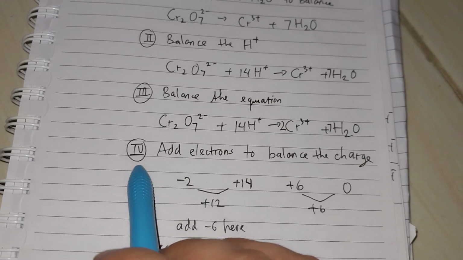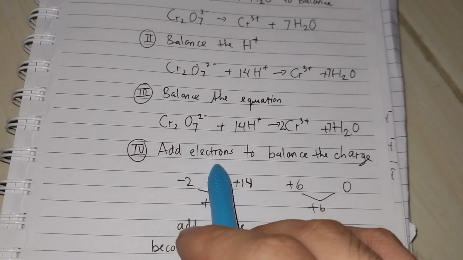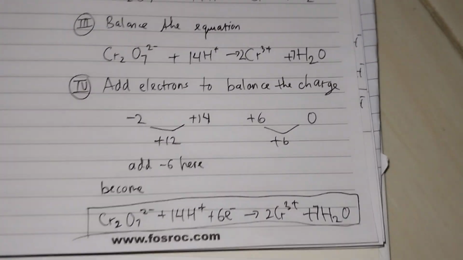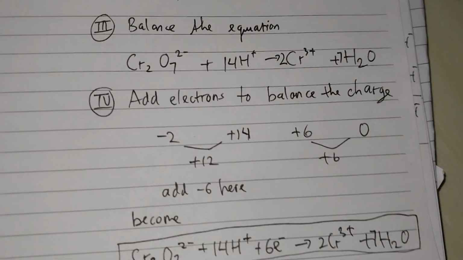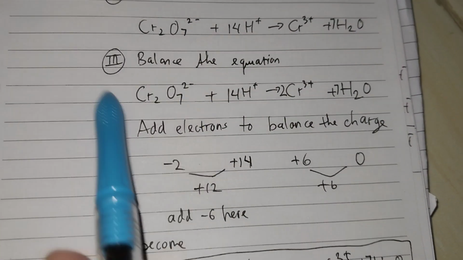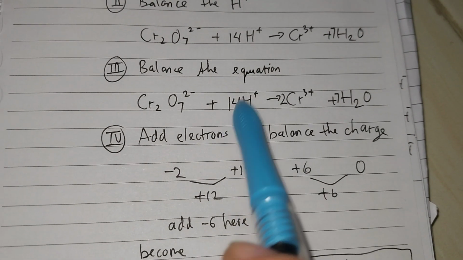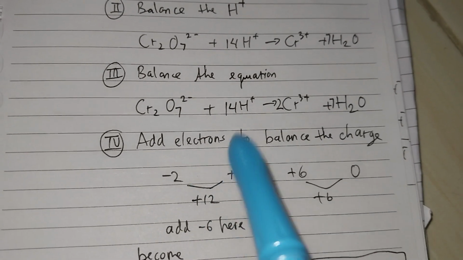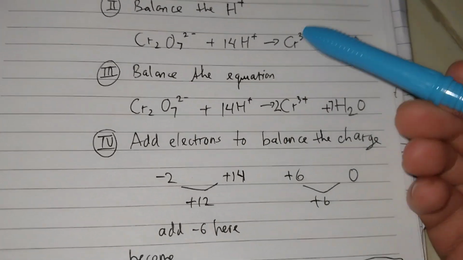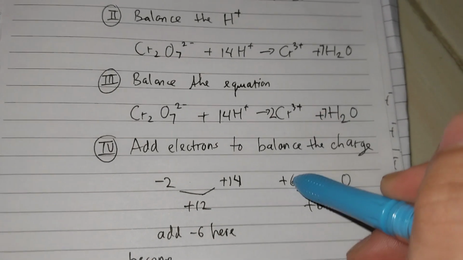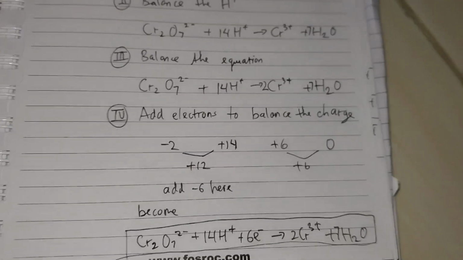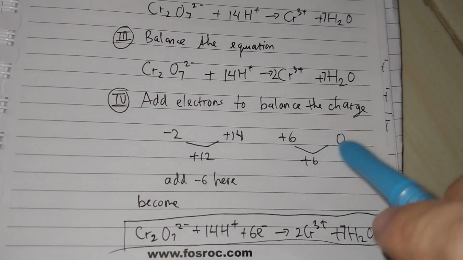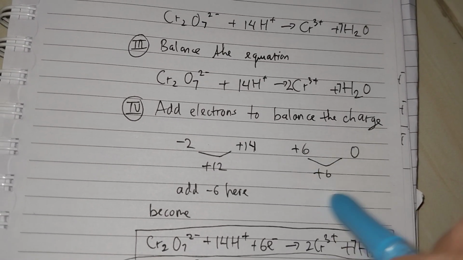Now we balance the charge by doing step 4, add electrons to balance the charge. Let's count the charge for each side. For the left side, this one is negative 2, and this one is 14 plus times plus 1, which becomes plus 14, so the total is positive 12. For the right side, it is 2 times positive 3, which becomes positive 6, and it's 0 for here. Oh sorry, my hand is really shaking here. Okay, so the total is positive 6.